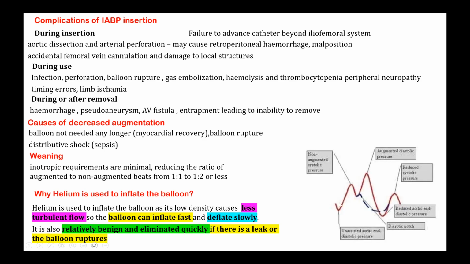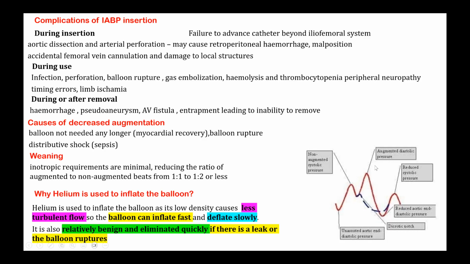And this is the picture of the tracing of the waveform. So here you can see this is the unassisted aortic end diastolic pressure. Then this is the non-augmented systolic pressure. This is the natural waveform of the aortic pressure. Then when it comes down at the dicrotic notch level, the reduced aortic end diastolic pressure. This is the dicrotic notch which is there.